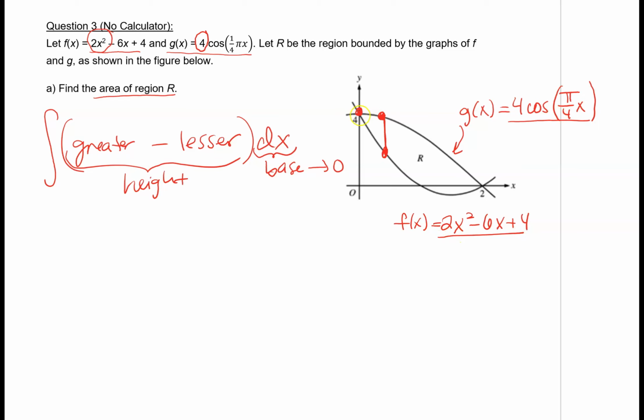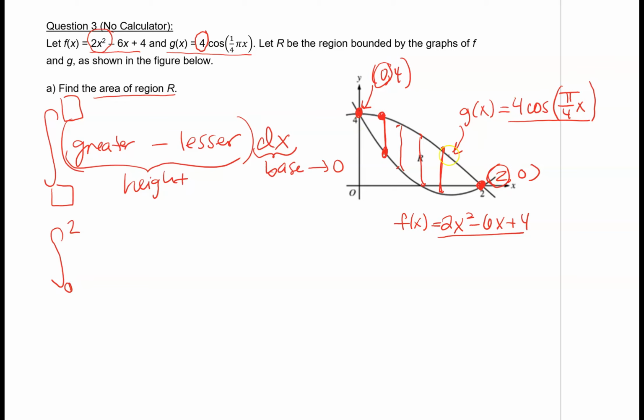lesser curve. And then we have to figure out what our points of intersection are, because that will help us determine the lower and upper limits of integration. For this one, we can fortunately see those points of intersection right from the graph. They go from (0, 4) to (2, 0). And we're integrating with respect to x because these heights are vertical. So it's going to go from 0 to 2, from those x coordinates of the points of intersection, from the first one to the last one.